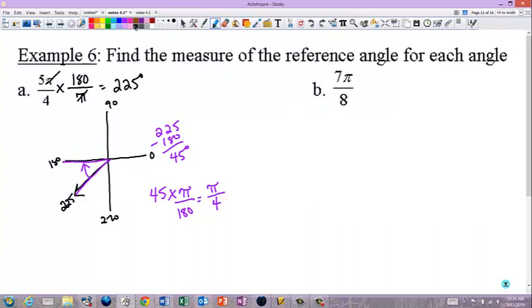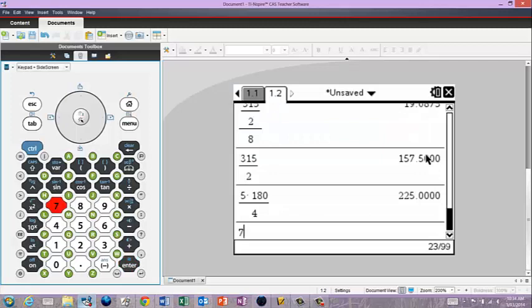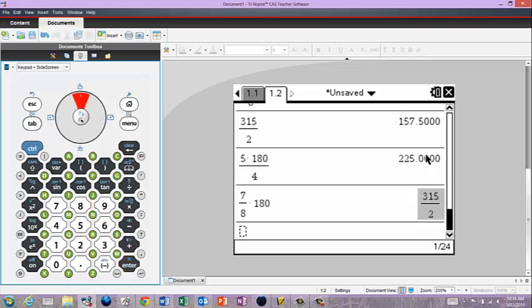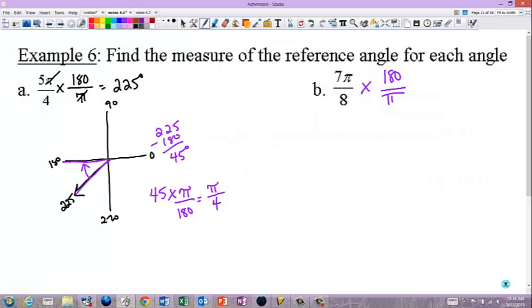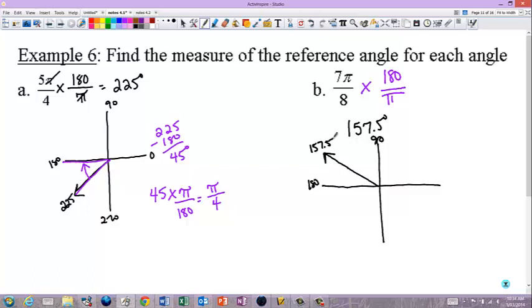7 pi over 8. I'm going to convert that to... Why am I writing with a highlighter? Stop it. Times by 180 over pi. So 7/8 times 180 is something. 157.5. I feel like I've done this already. 157.5. What quadrant is that in? Well, it's between 90 and 180. And you want the distance to the closest x-axis. So we would do 180 minus 157.5, and I think that's 22.5.